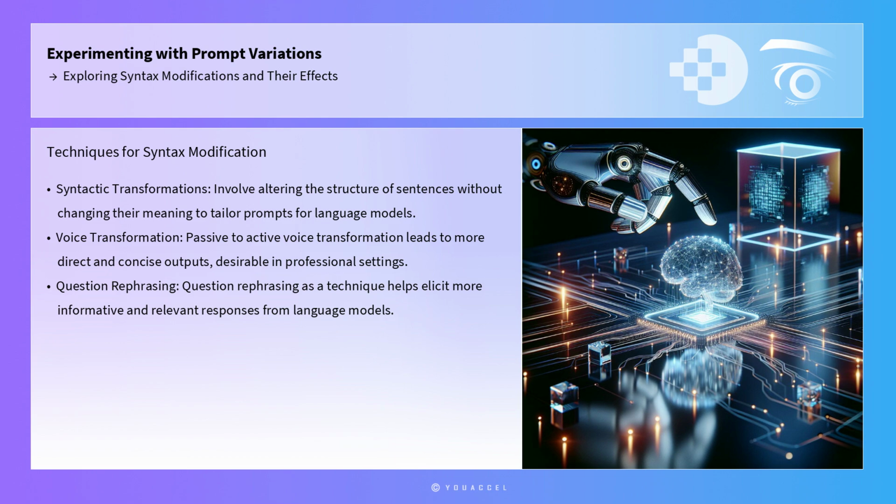Another practical approach to syntax modification is the use of syntactic transformations, which involve altering the structure of sentences without changing their meaning. Techniques such as passive to active voice transformation, question rephrasing, and clause restructuring can help in tailoring prompts to elicit more informative and relevant responses from language models. For instance, converting a passive sentence like "the report was submitted by the manager" to an active form "the manager submitted the report" can lead to more direct and concise outputs, which is often desirable in professional settings.